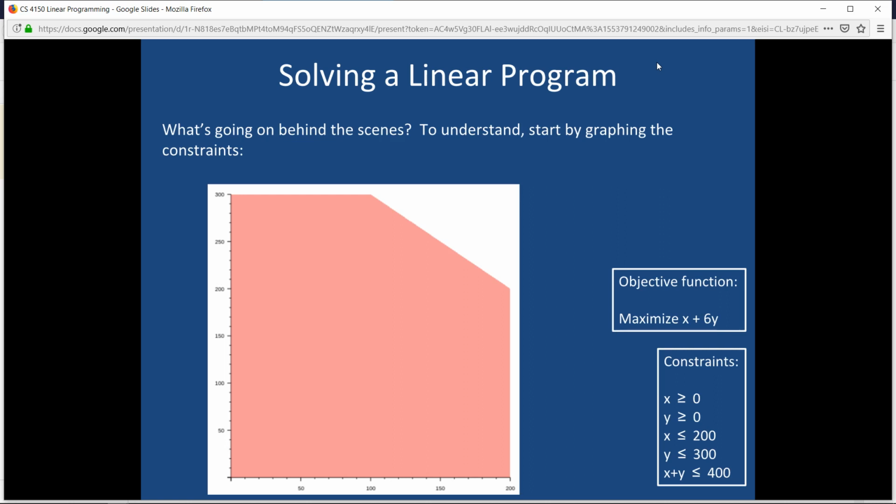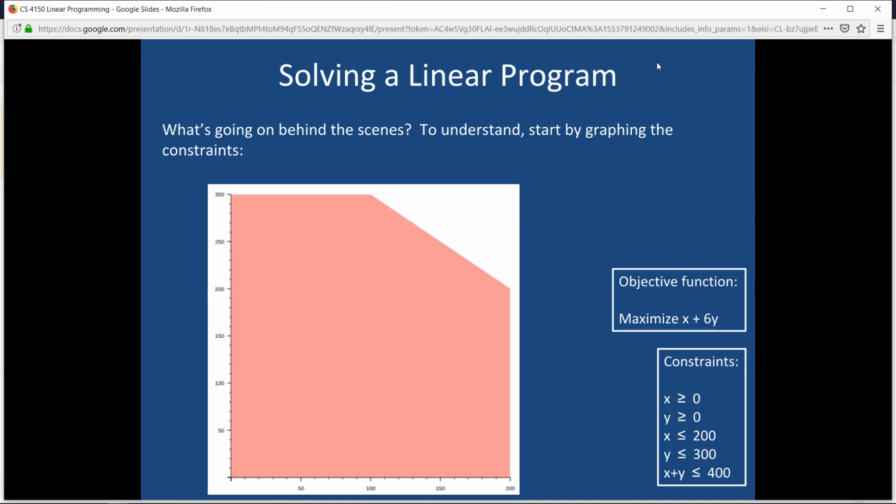All right, I want to give you an idea about how linear programs are solved. So what I've done here is I've graphed the constraints. And the pink area is the area where the points satisfy all the constraints. So I've got x greater than or equal to 0. I've got y greater than or equal to 0. I've got x less than or equal to 200. So that's this line. I have y less than or equal to 300. That line. And then I've got this. That's this line. So that's my region.